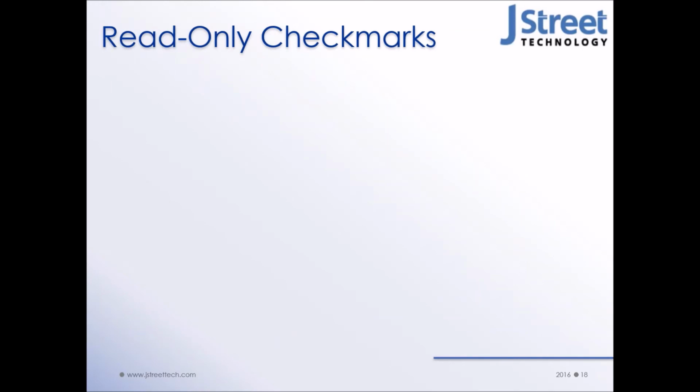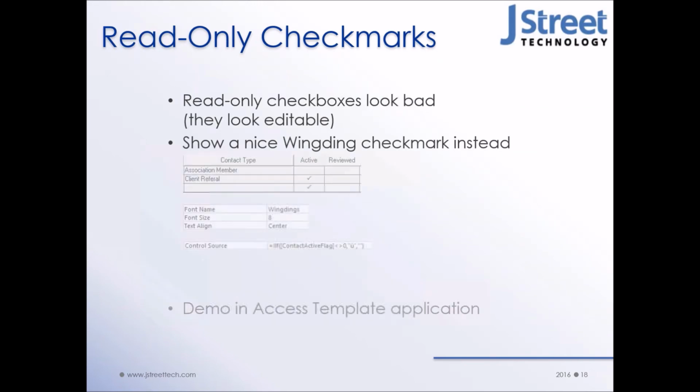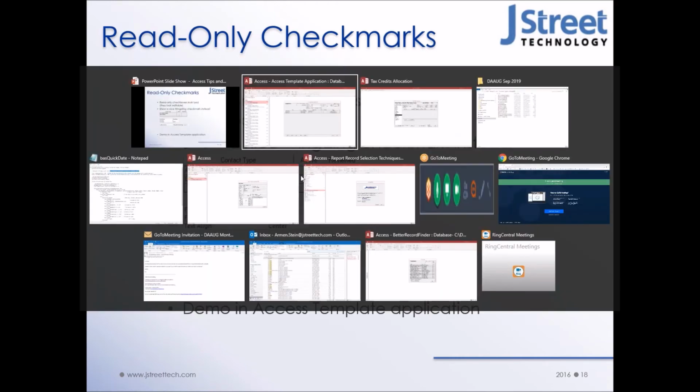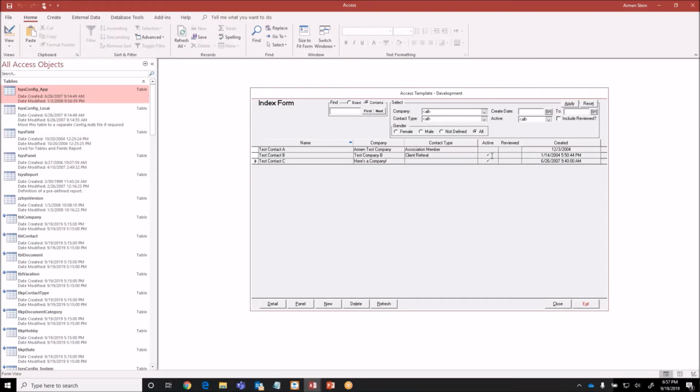This is a really quick one. We'll wrap up here pretty soon, Jim, I think. Read-only checkmarks. Checkboxes look bad when they're locked because they still look like they have a little box and they look like they're editable. But what we do is we show a little wingding there instead when it's not editable. So for example, in this form here, if I go to the Access template again, you notice that there's this little wingding here?